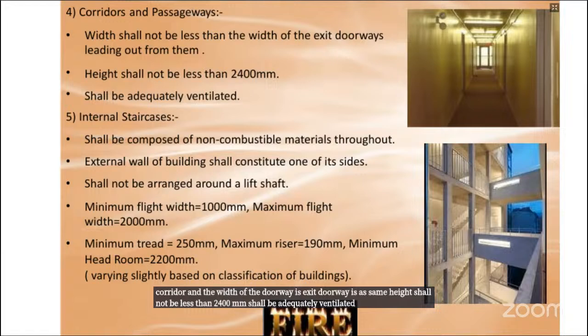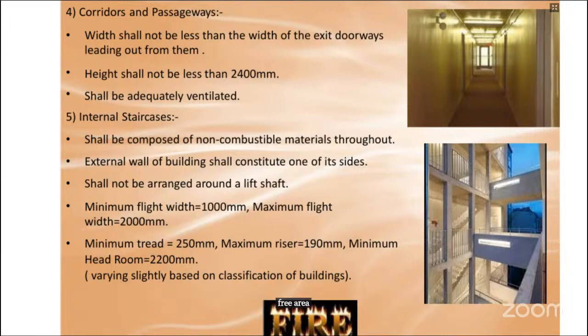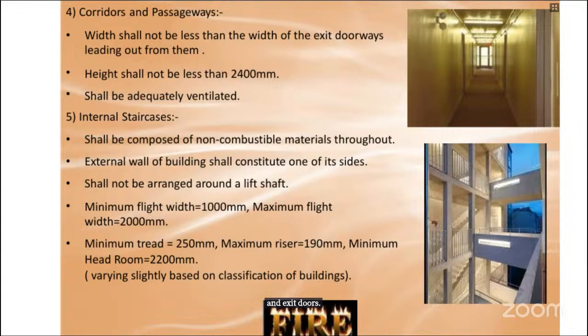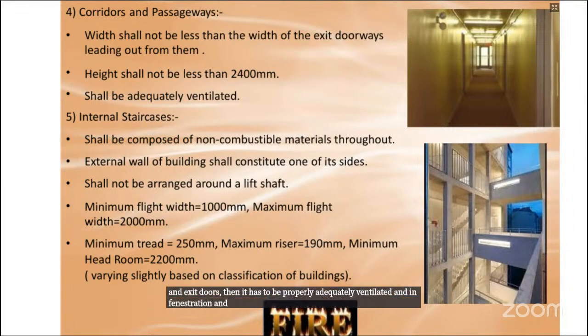So it contradicts what was said, but it doesn't contradict, because if you want to create a smoke-free area and give the exit door there, or if you are talking about just corridors and exit doors, then it has to be properly, adequately ventilated. And in fenestration and ventilation options, we always go with the ratio of height to those safety rules.